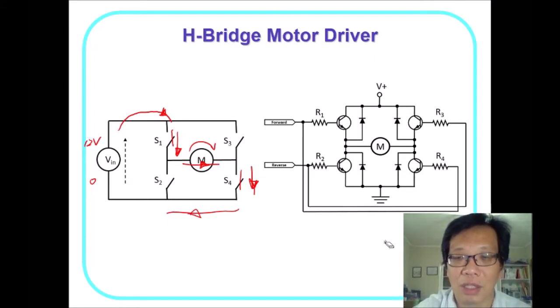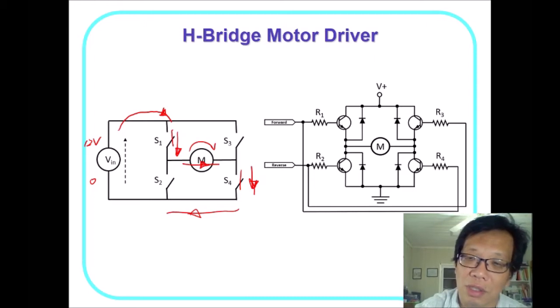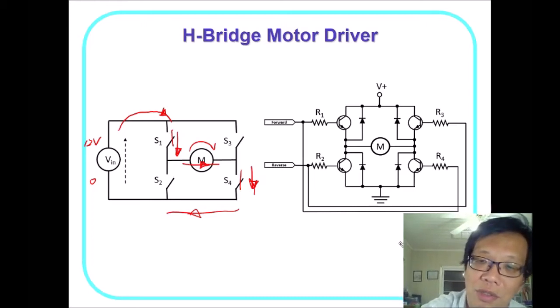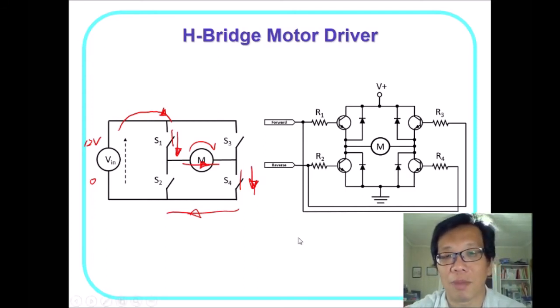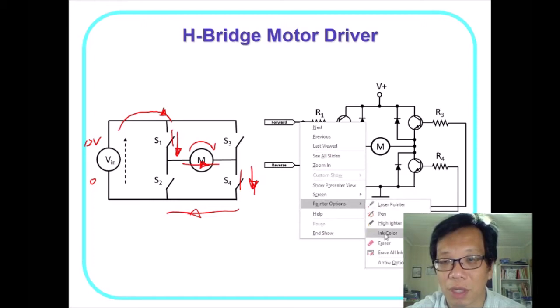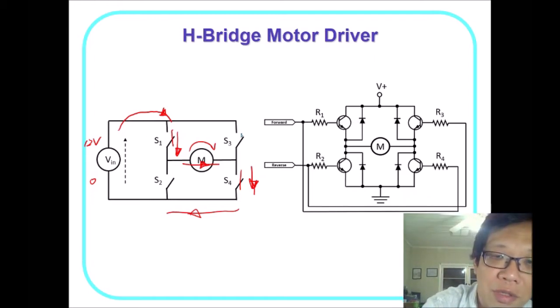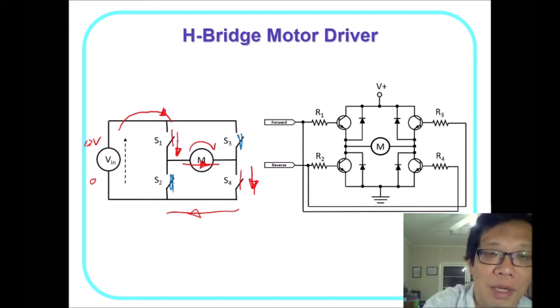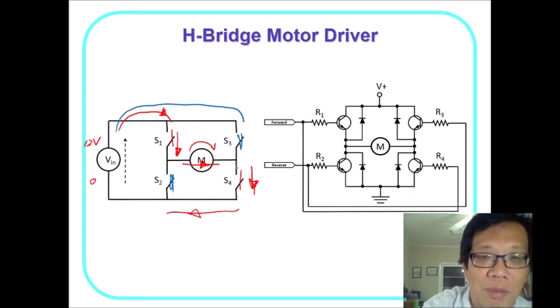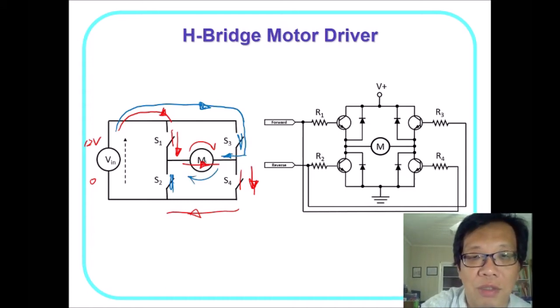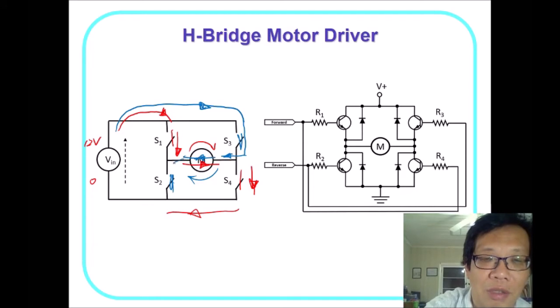Instead, if we are not going to use this combination, let me change the color of the pointer. If I want to close this one and this one, what happened? And keep S1 and S4 open. Since this is open and this is open, current is not going to flow through this one. So it will be something like this. When you go to this one, then we go to this direction because this is open. So it's rotating in the opposite direction, and over here it forms another complete circuit.